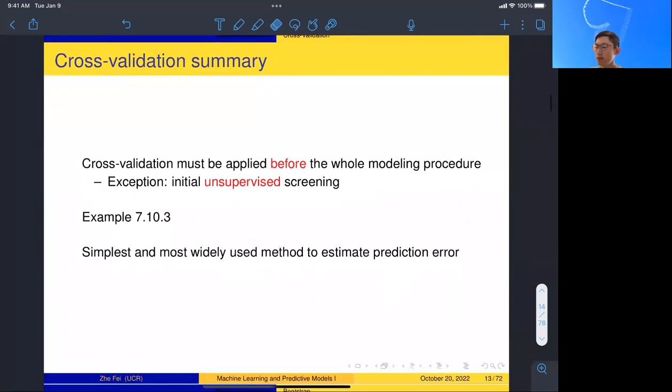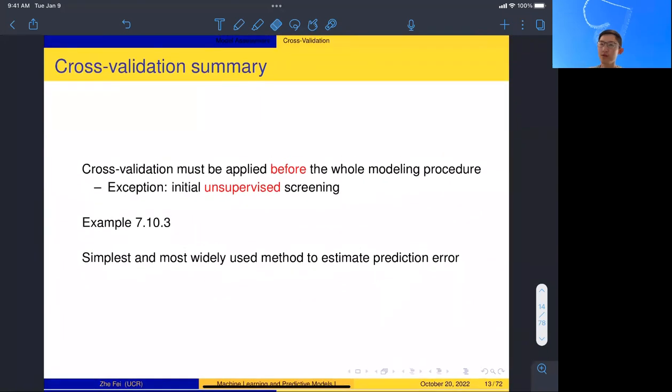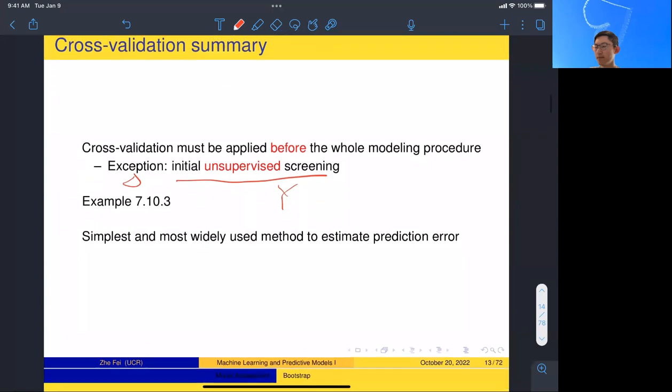I do not want to confuse you, but there's one more remark regarding cross-validation, which I will say very briefly. If your initial screening is unsupervised, meaning that it does not use the Y information, then it could happen before the k-fold random split. That's the only exception here.